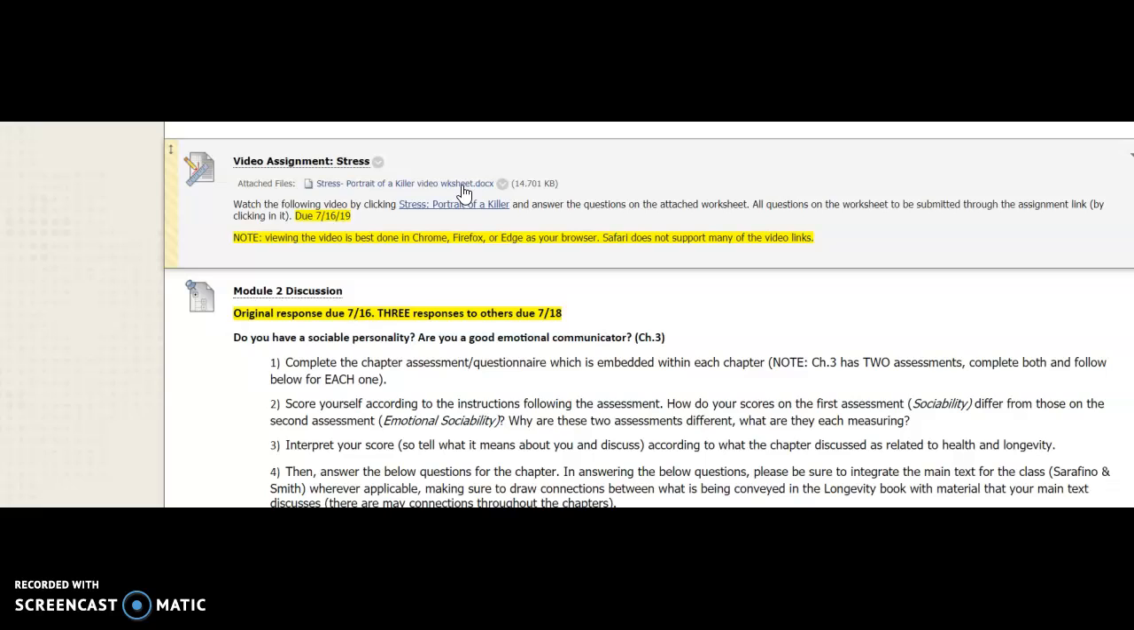The videos are all best watched using Chrome or Firefox or Microsoft Edge. Don't use Safari. It does not support a lot of these video links, as you'll find very frustrating. So try one of those other browsers.